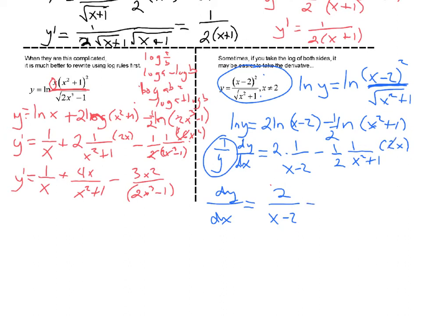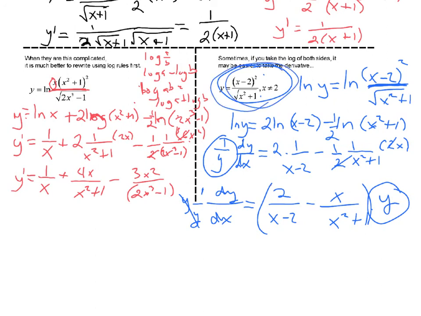Minus, now these 2's will cancel with each other, so I have x over x squared plus 1. Now, I guess I could combine those fractions. I'm not gonna. Really, this 1 over y is in front. I'm going to multiply both sides. Okay, so instead of writing it here, I'm going to multiply both sides by y, so they cancel. All right, and then I have dy dx equals this whole thing times y now. I know what y equals. That's what I started with.